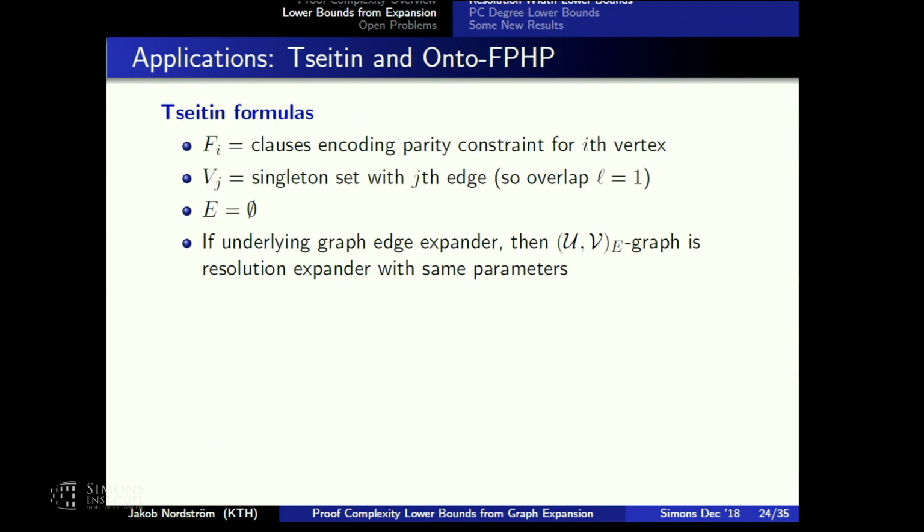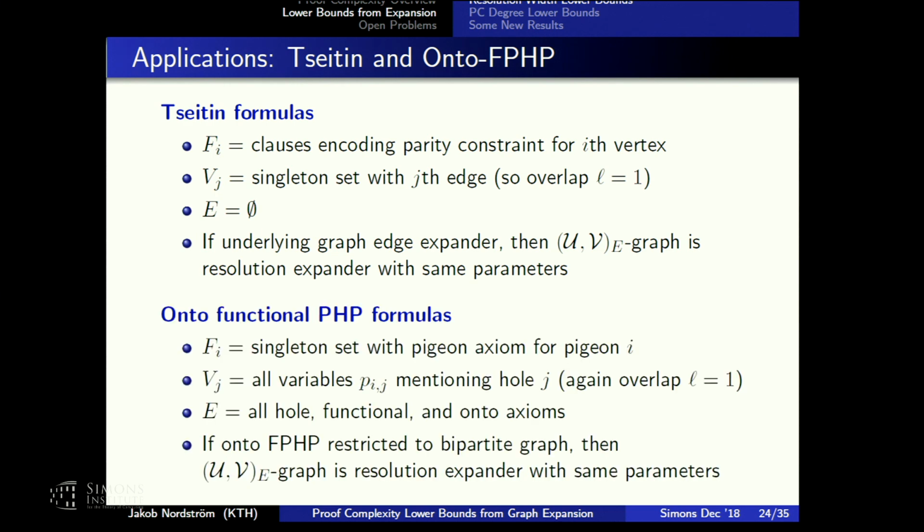Okay. So, once I have this, now, if you're going to give just one lecture on proof complexity in your computational complexity course, now you can do all the proof complexity lower bounds. For Tseitin, the left-hand vertices are going to be the parity constraints. So all clauses encoding one parity constraint go into one bag. The variable vertices are going to be singletons. There is no filter. We're interested in all assignments. And you just look at the graph, and if the underlying graph is an edge expander, then the graph that you're building will be an expander with the same parameters, and the lower bound follows.